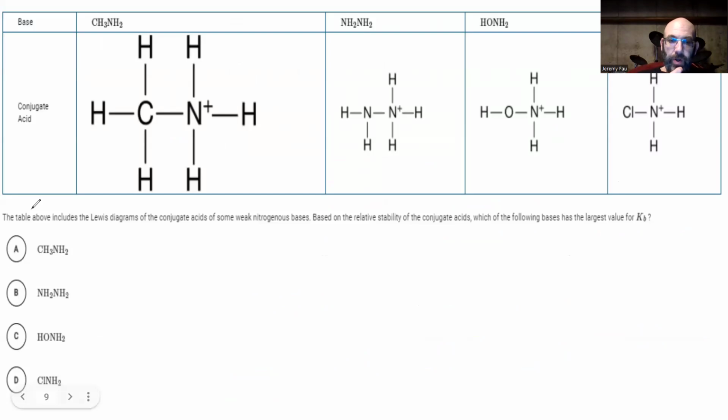All right, so now we're looking at these weak nitrogen bases listed. The nitrogen bases are A, B, C, and D. And then at the top, you can see we got the bases listed at the very top line, and then below it are the conjugate acids. So we want to know, based on the Lewis structure of the conjugate acid, based on the relative stability of the conjugate acid, which of the following has the largest value for Kb?